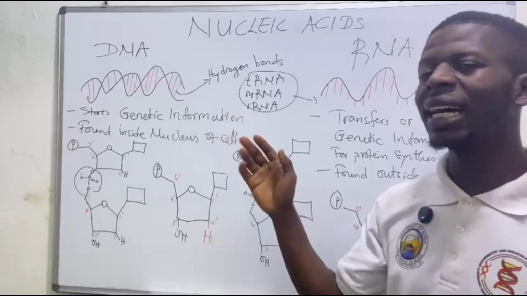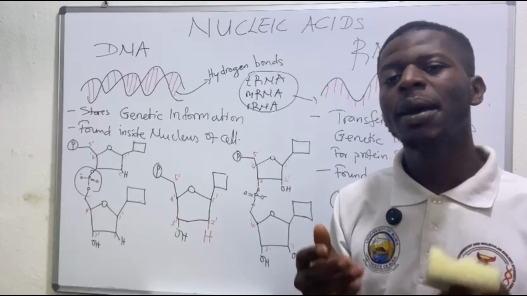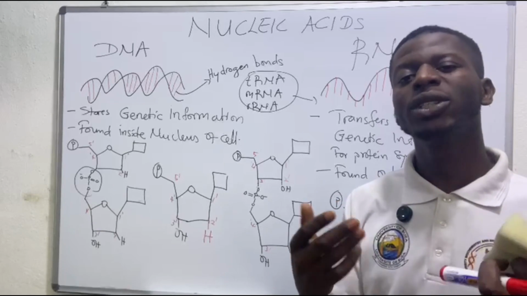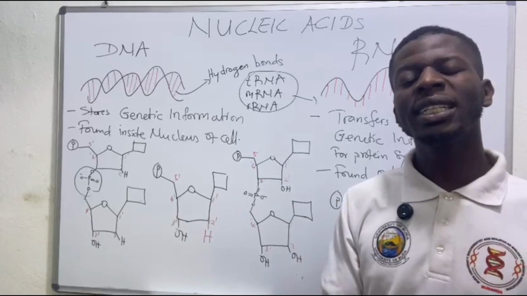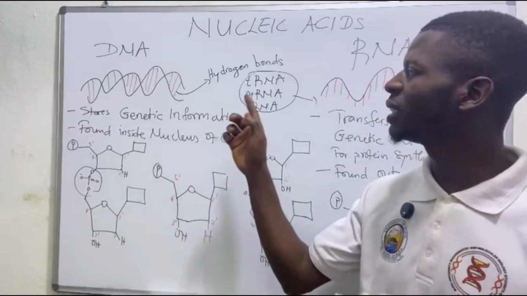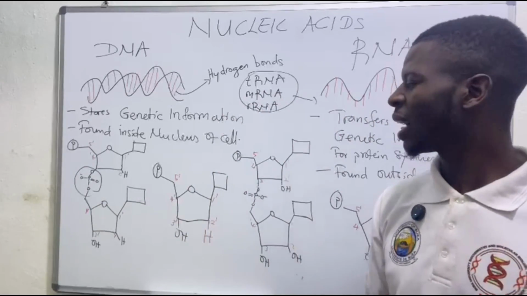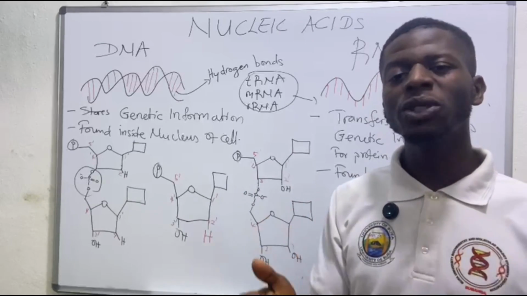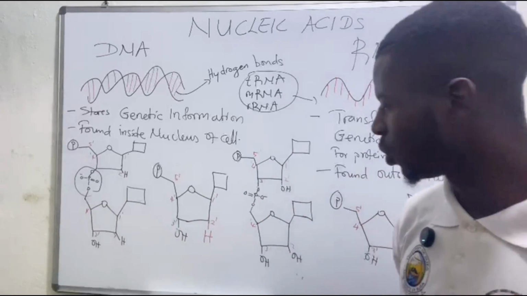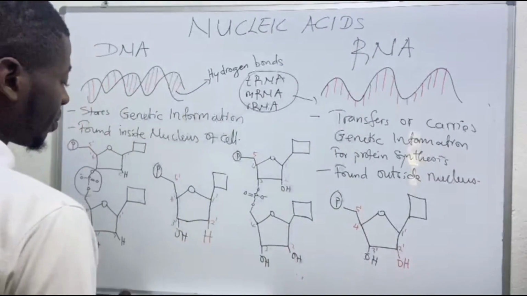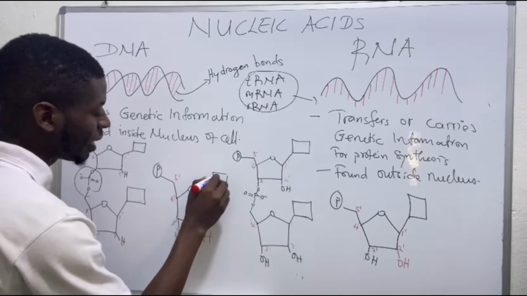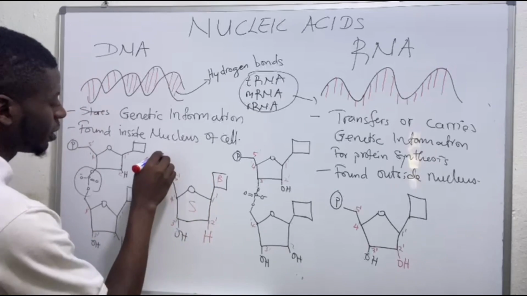And DNA and RNA are polymers, meaning that they have their own monomeric building units, which are referred to as nucleotides. So a nucleotide is a monomeric building unit for DNA and RNA. And a nucleotide is made up of a sugar, a nitrogenous base, and a phosphate group. Like for instance, in this case here, I have my sugar here, I have my nitrogenous base here, and I have a phosphate group here.